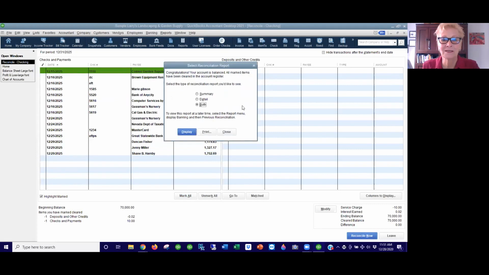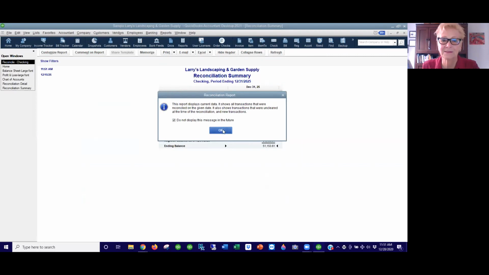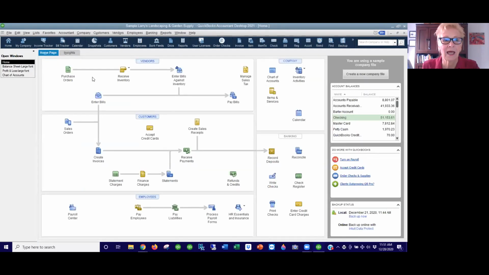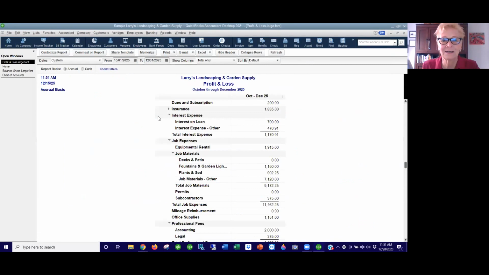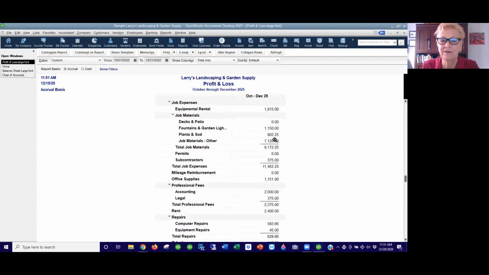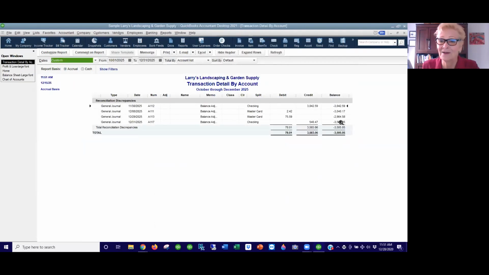And then I can print my reports. I can display them, or I can print them to paper. And you can see that there's some summary reports, reconciliation summary, reconciliation detail report. And then when I come back here, I actually want to see where my reconciliation expense went to. It'll be on your profit and loss report. And as I look at it, I end up with a negative $3,505 total reconciliation for this entire time period, which is October through December. And you can see that the $540 showed up here.